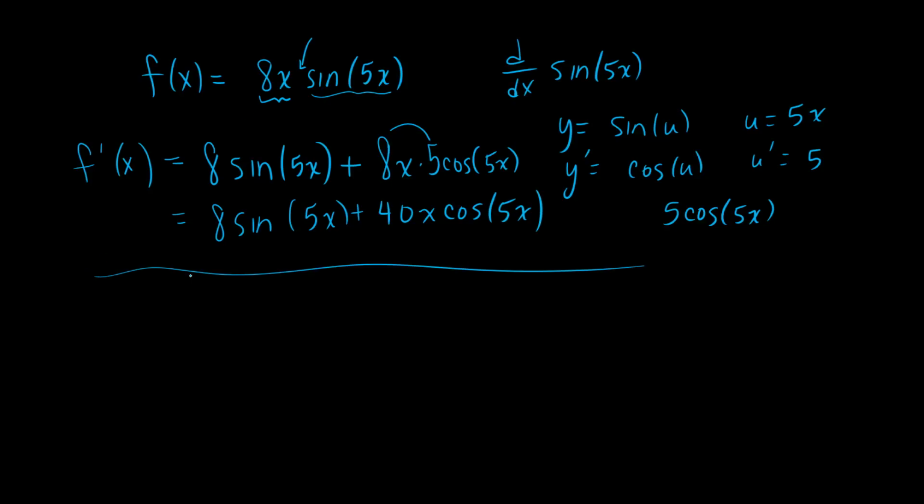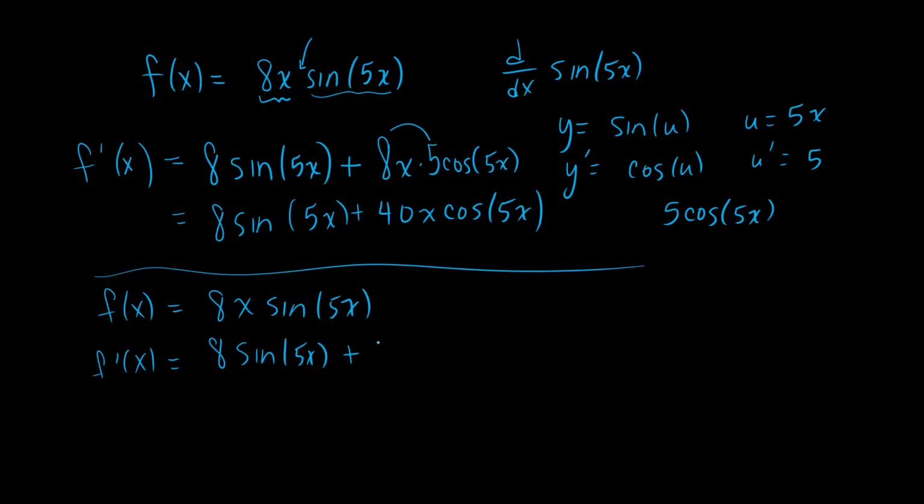All right, once again, shortcut way. The derivative of the first term, leave the second term alone. Leave the first term alone. The derivative of sine is cosine times the derivative of the inside. And same answer.